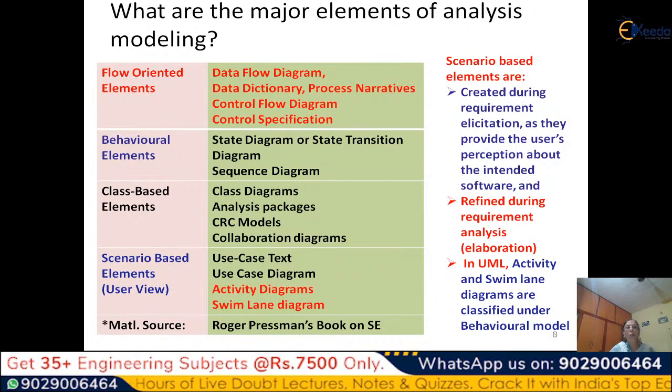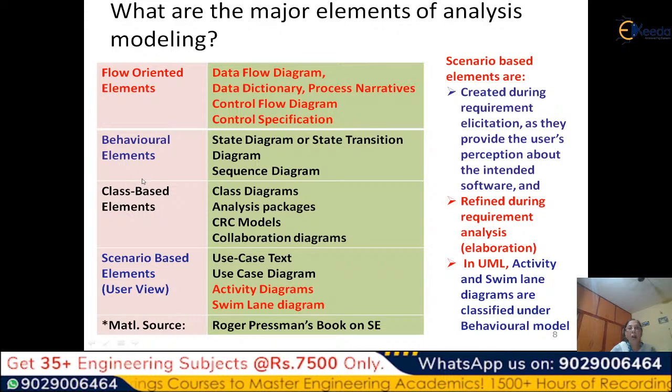Now let's look at what are the major elements of analysis modeling. Because when we say analysis modeling, there has to be something it consists of. The question is, what does analysis modeling consist of? There are 4 types of elements. That is the first thing: flow-oriented elements, behavioral elements, class-based elements, and scenario-based elements.